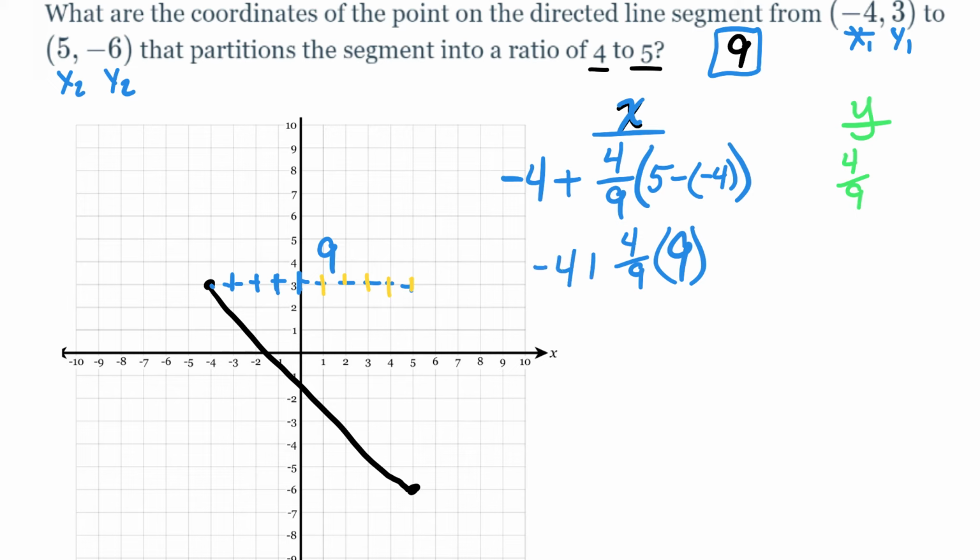So we just carry down our negative 4. We have a 4 divided by 9 and then immediately times 9. Anytime you multiply and divide by the same number, they're going to cancel one another. And we end up with negative 4 plus 4, which is 0, which we just learned as we walk through this. So our x value for our partition is at 0.